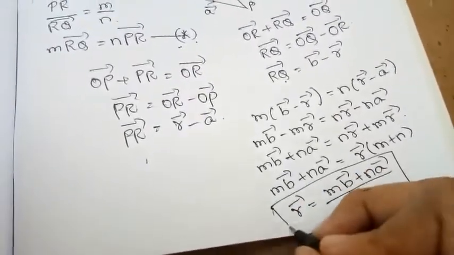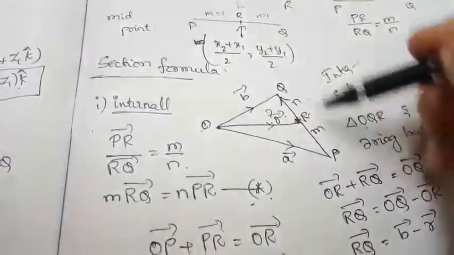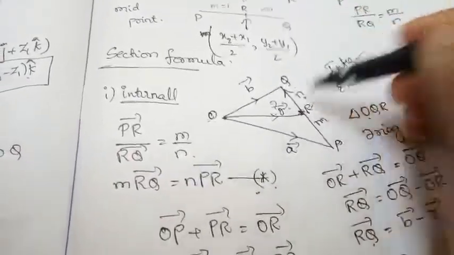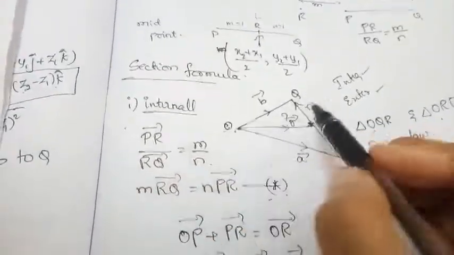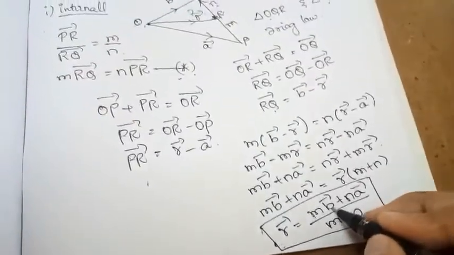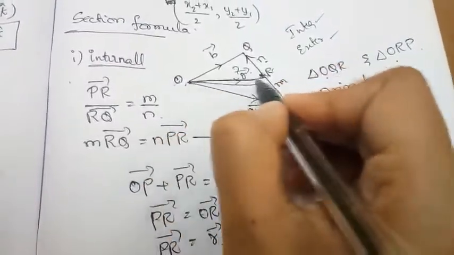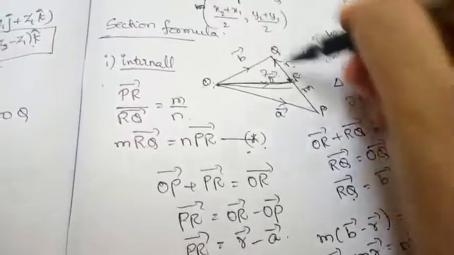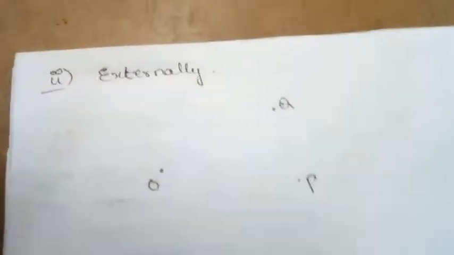So the position vector of a point R which divides the line segment PQ internally in the ratio M is to N, with respect to the origin, is nothing but M vector B plus N vector A divided by M plus N. So we got the position vector of that point from the origin when it divides the line segment PQ internally.